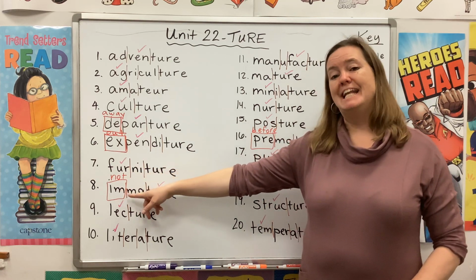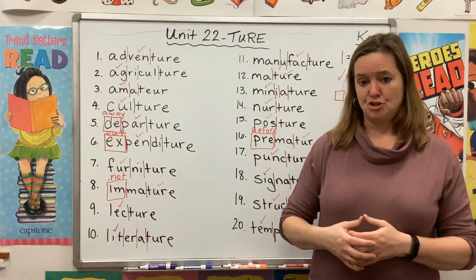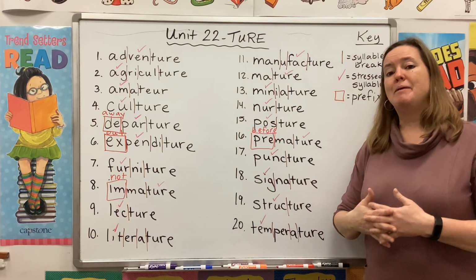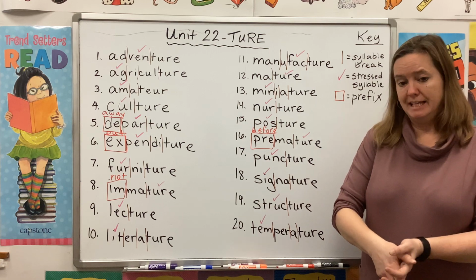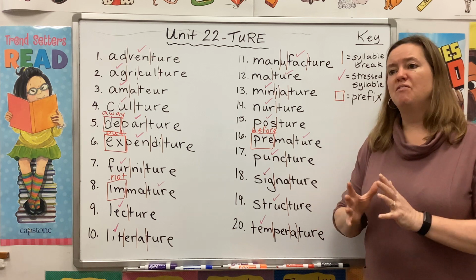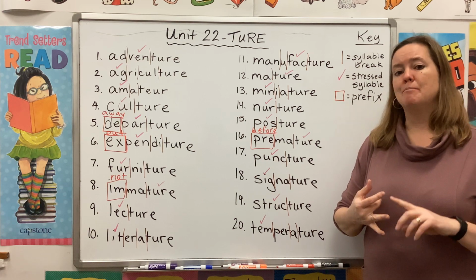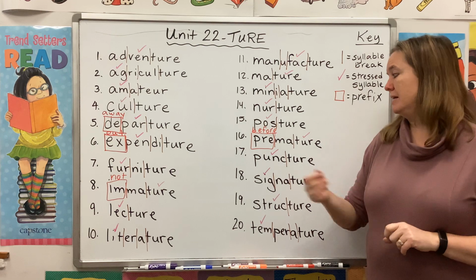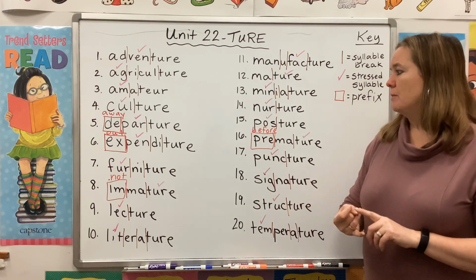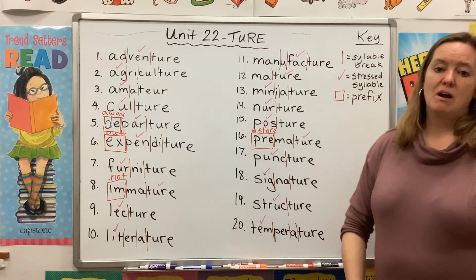Im can mean not. So in this word, if somebody is immature, it means they are not mature. Pre means before. So if a baby is born prematurely, it means the baby is born too soon, right? It's born before it's had enough time to grow in its mother's belly, and therefore it might be extra small. It might need some extra medical care because it came before it was ready, okay? So DE, EX, Im, and pre, all great prefixes. So we're going to mark them here.